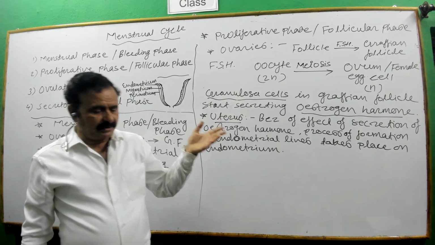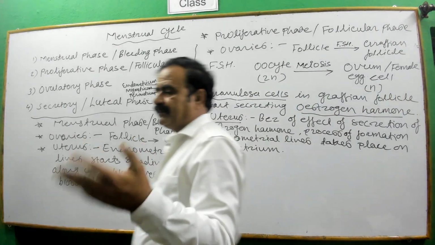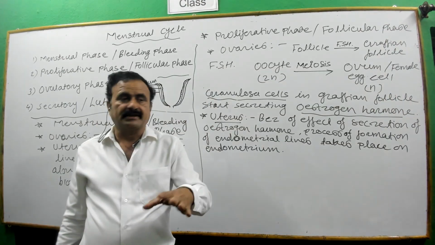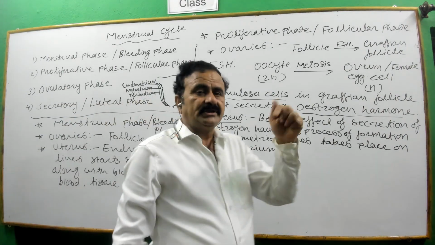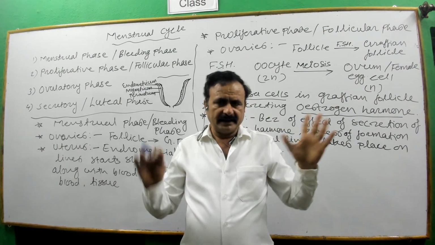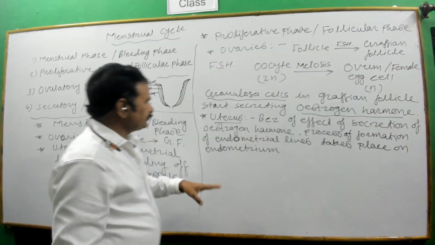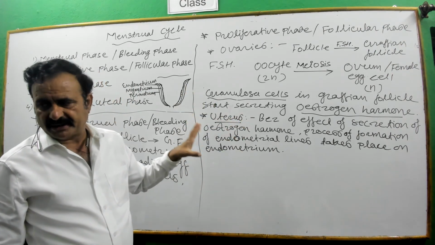Sometimes it is asked like this also, whether the Graafian follicle secretes estrogen. Yes, the Graafian follicle secretes estrogen hormone, but which cells in the Graafian follicle secrete estrogen hormone? Granulosa cells. Clear, boys and girls? So these changes take place in the uterus of the mother.